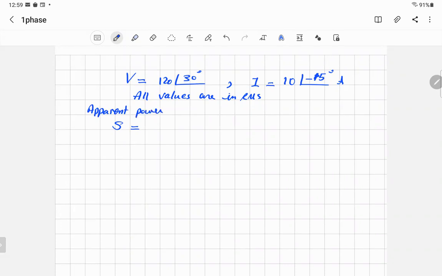You just multiply the magnitude. So it will be 120 times 10, and your answer is equal to 1200, and the unit is volt-amp.